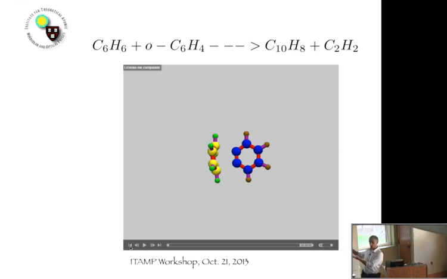Let me first show you the dynamics before I show you the calculations of the rate. So here we used benzene and ortho-benzyne, C6H4. And we put them in sort of perpendicular. I'll show you. Here it is. So this is benzyne, in a perpendicular direction to benzene. And then we simulated it.